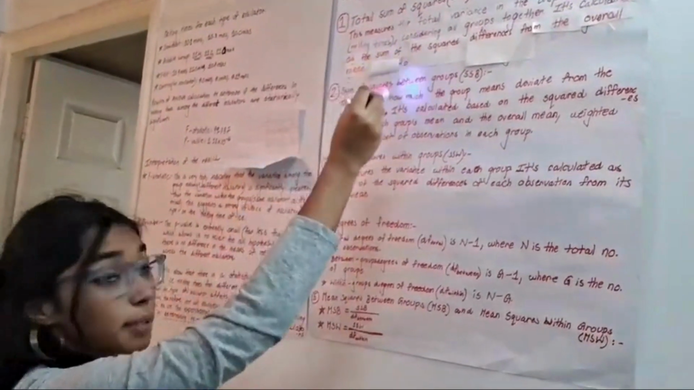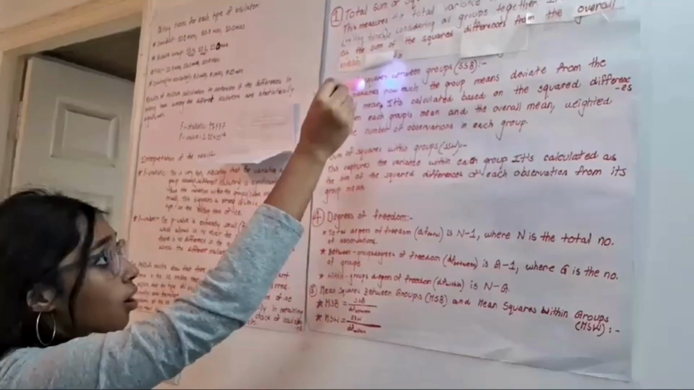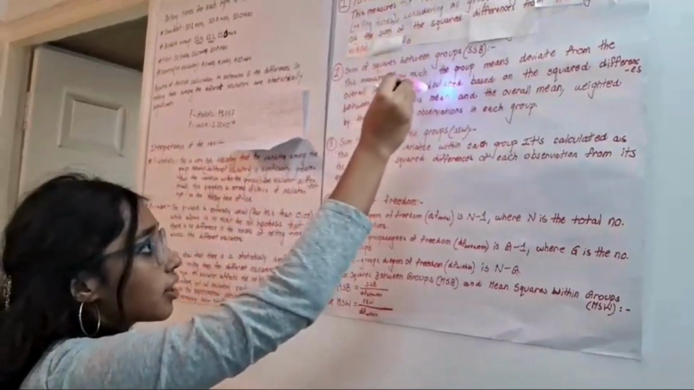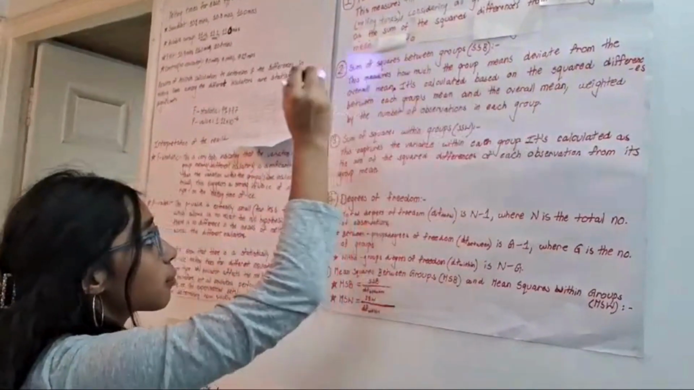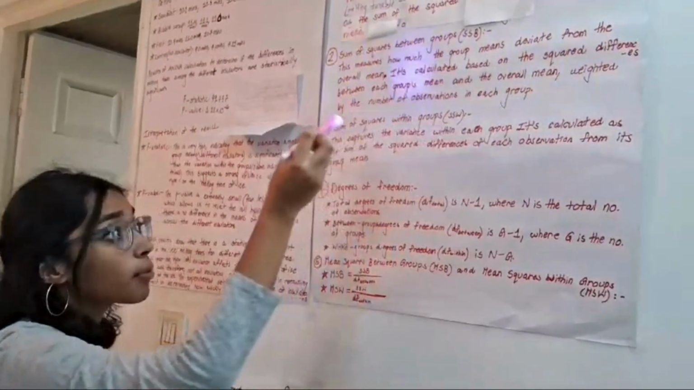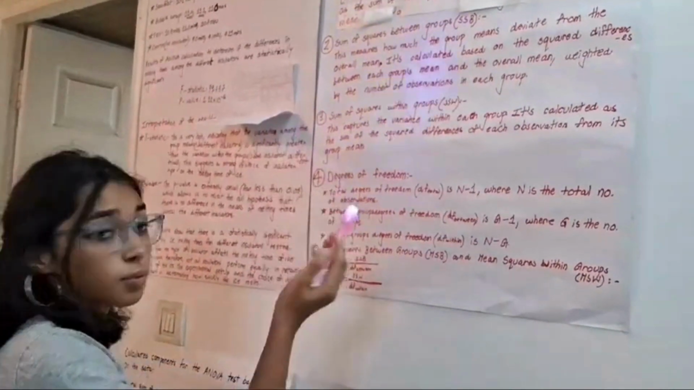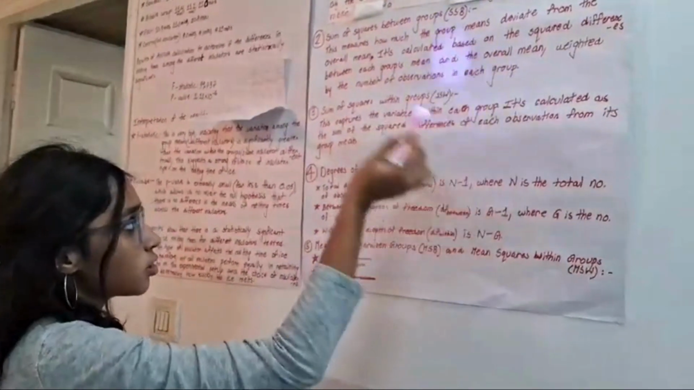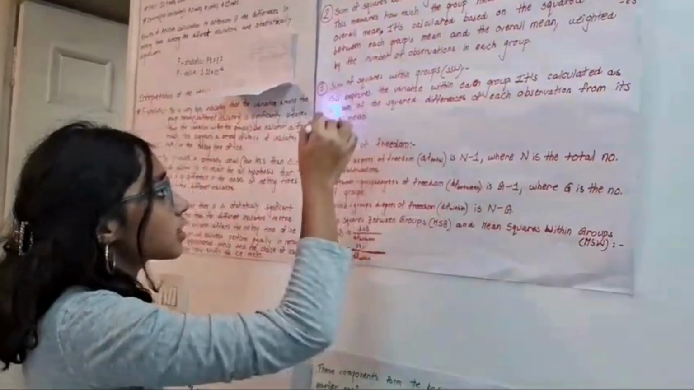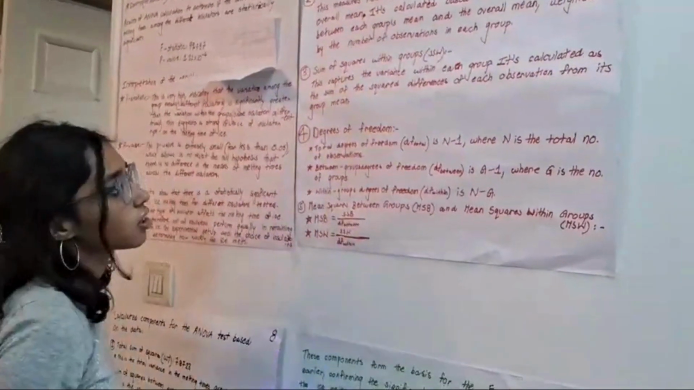Next, the sum of squares between groups, also known as SSB. This measures how much the group means deviate from the overall mean. It's calculated based on the square differences between each group's mean and the overall mean, weighted by the number of observations in each group. Next, we have the sum of squares within the groups, SSW. This captures the variance within each group. It's calculated as the sum of the square differences of each observation from its group mean.